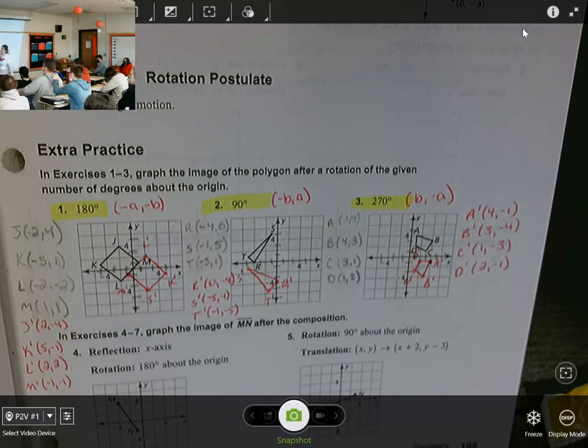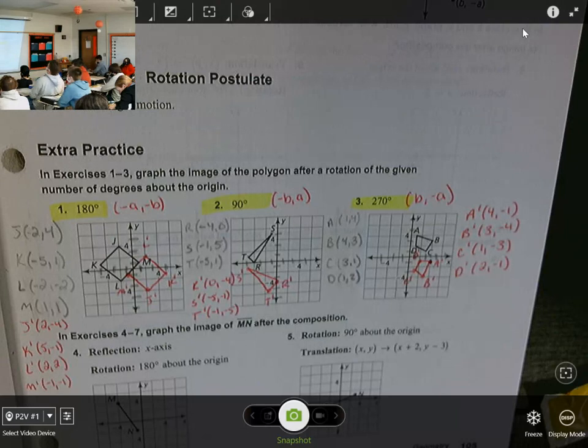Alright, so number one was a 180-degree rotation. So the rule you should have used is opposite of A, opposite of B. That just means change the sign of both. Okay? So since J was -2, 4, J prime would be 2, -4. And 2, -4 is to the right 2 and down 4.